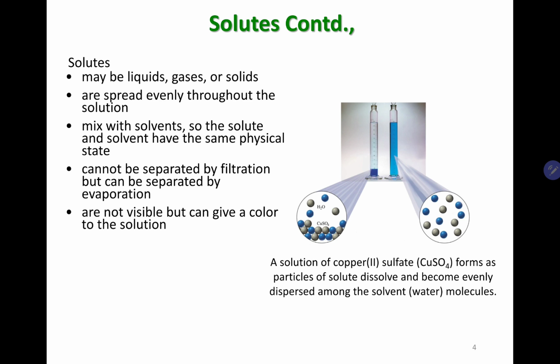What you do is you take some copper sulfate solids, crystals, and then you mix it with water, and then you will get this evenly distributed blue color copper 2 sulfate solution. So this is an example of a copper 2 sulfate solution. Here the solvent is of course water, because it is the major component, and the minor component is copper sulfate.